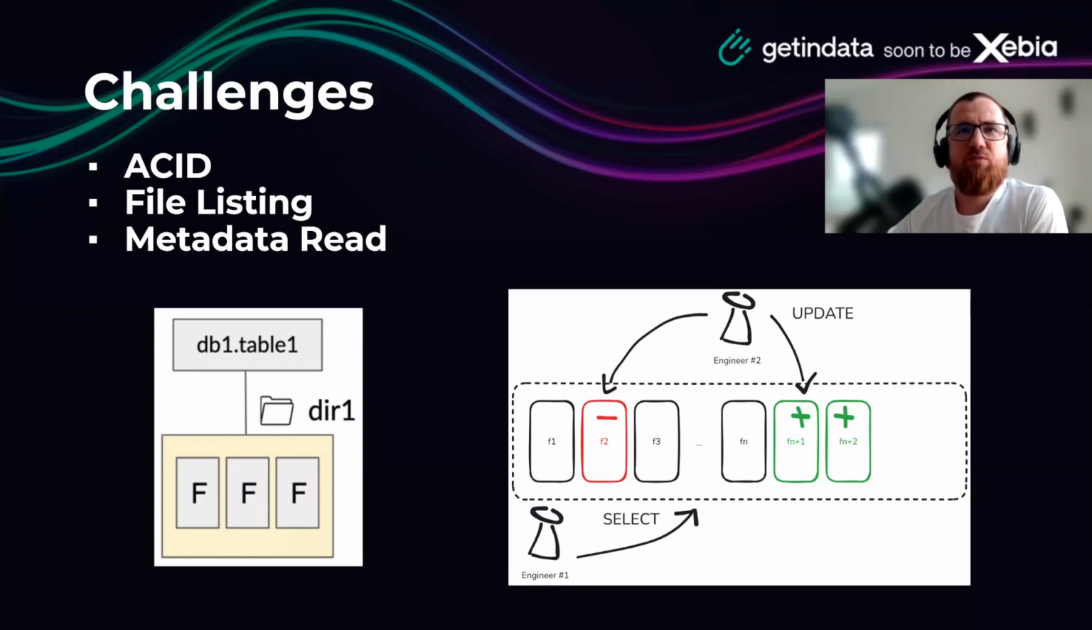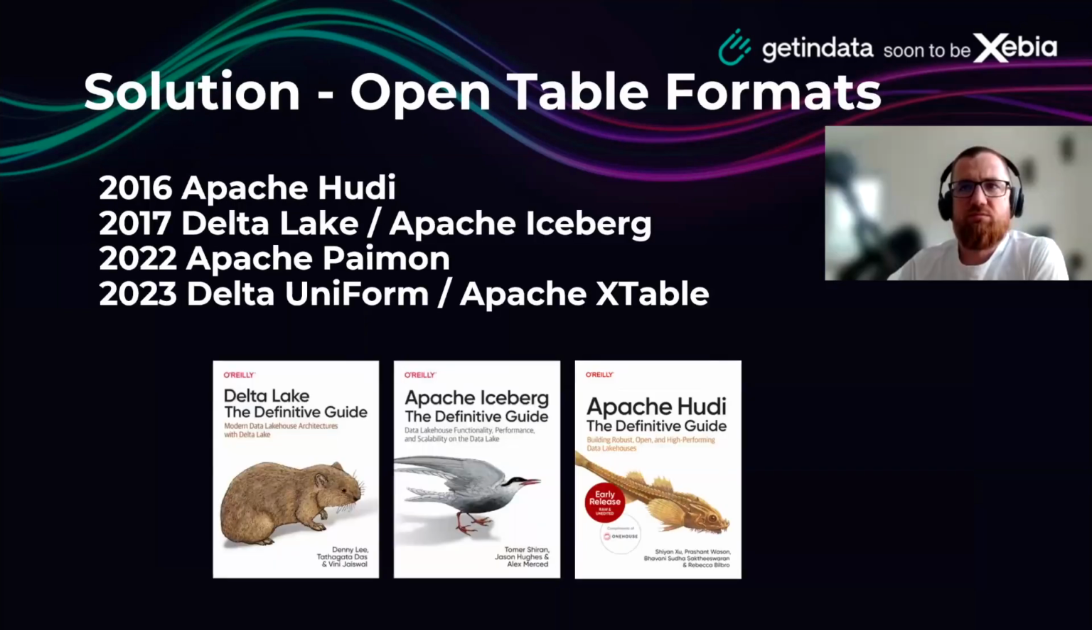And to solve this problem, a few new mechanisms or concepts were proposed, and we call them the open table formats. By open table formats, we most of the time mean the most important three on the market. So Apache Hudi, Delta Lake, and Apache Iceberg. There are different ones like Apache Paimon that we'll probably mention during the webinar on streaming. But for now, let's focus on those core three.